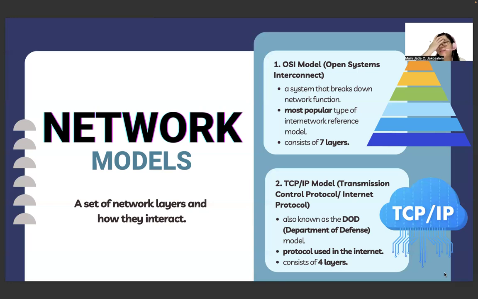Then the second one is the TCP/IP model, or the Transmission Control Protocol/Internet Protocol model. This is also known as the DoD, or Department of Defense, model. And this is the protocol used in the internet. It has only 4 layers. The OSI model has 7 layers. The TCP/IP model has 4 layers, and it's a protocol model.